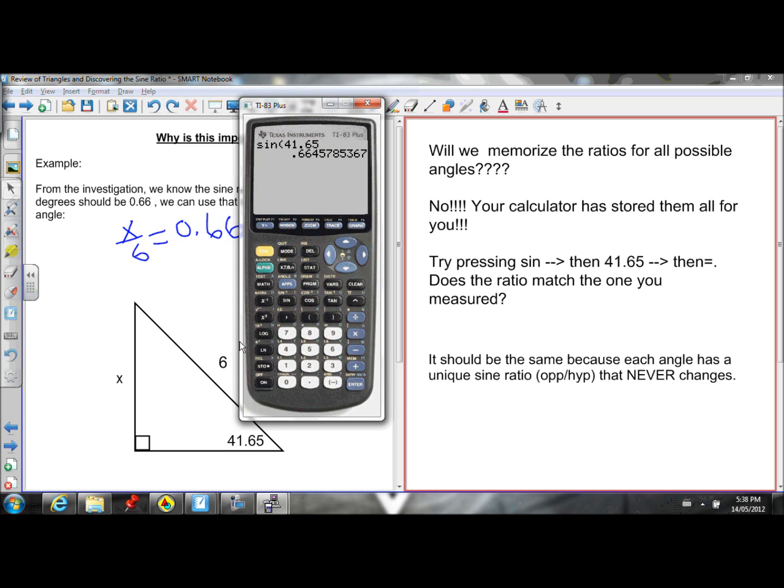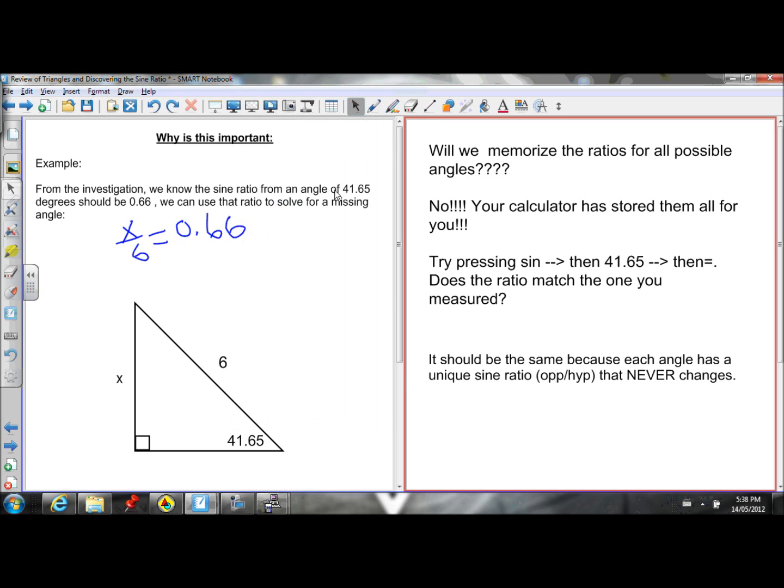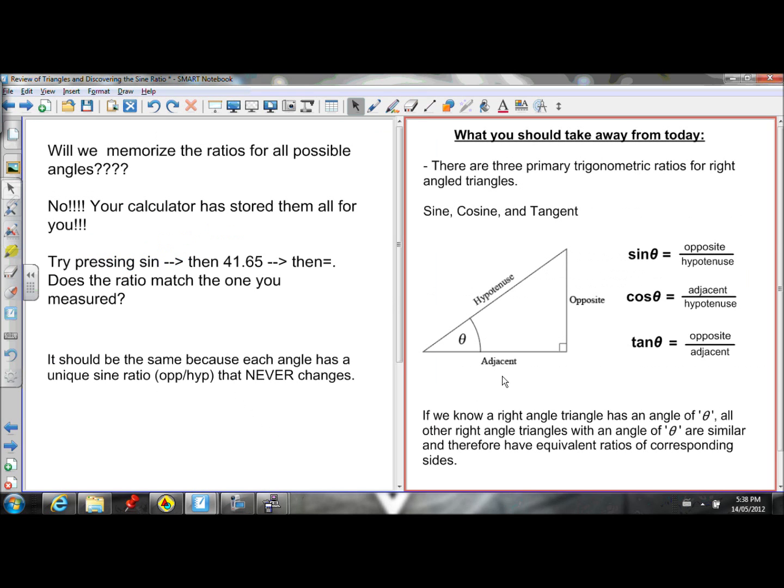So every right angle triangle with an angle of 41.65 will have a sine ratio of 0.66, sine being opposite over hypotenuse. This is the same because each angle has a unique sine ratio that never changes. So what I want you to take away from this is the fact that there are three ratios, and if a right angle triangle has an angle of theta, if we know the angle, we know all other right triangles with that same angle are similar, and therefore have equivalent ratios. Those ratios are the same for all similar triangles.